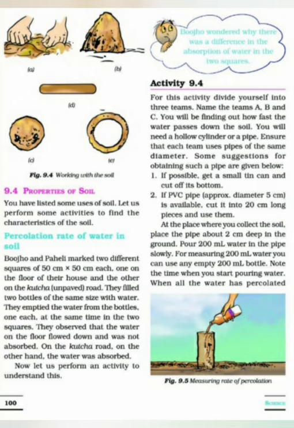Here again the activity 9.4 is given. This is also the same kind of activity. Here also we have to find the percolation rate of the water. Okay, and for this activity what do we need? Firstly we need one pipe. Means we can take a PVC pipe, or instead of that we can take a small tin can also. Okay, whatever is available we will take. We can take a tin can or a PVC pipe.